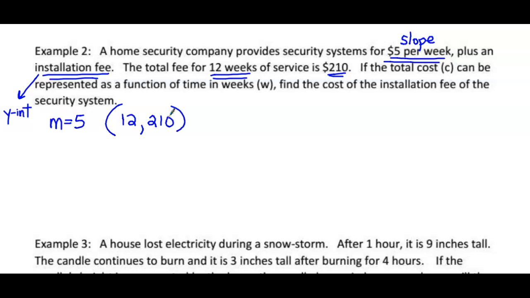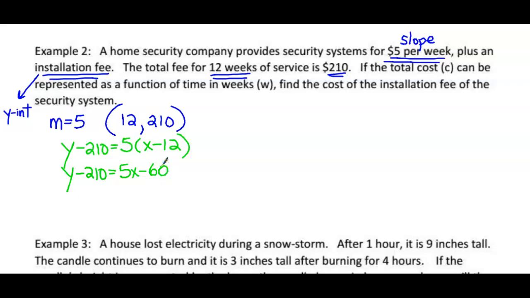So I'm going to stop because I have a slope and I have a point. So we must use point-slope form to get our equation. So I'm going to write y minus 210 equals 5 times x minus 12. You're going to put your equation in point-slope form, and then you're going to do the distributive property. Y minus 210 equals 5x minus 60.